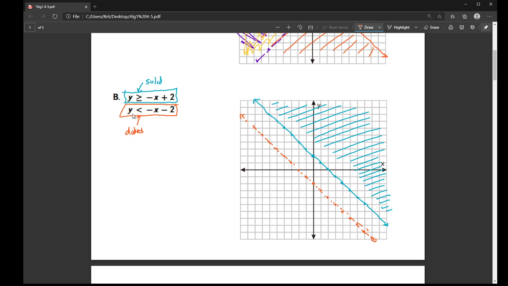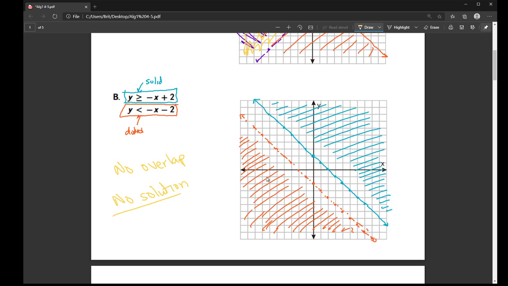And then in terms of shading, we have y is less than all this stuff, so I would shade this way on the orange line. So there we go. Do you see how the blue and the orange don't overlap? So when you have a situation where they don't overlap ever, then you have no solution set, because the solution has to work where they overlap each other or intersect.